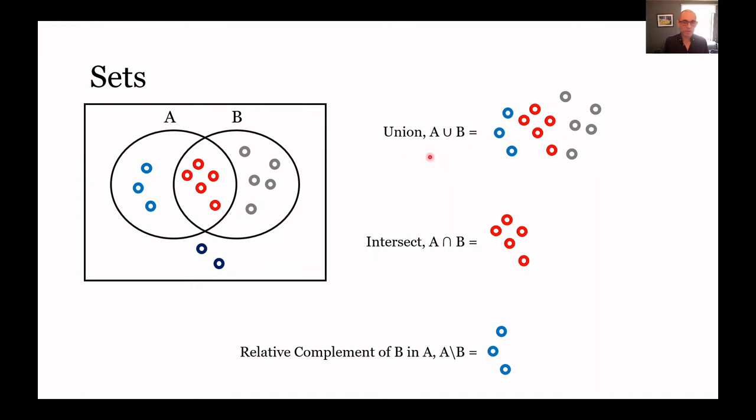So we can look at things like union of two things. The union of A and B would be all of these objects. The intersect would be just those that exist in this intersect of A and B, where it is both A and B. And then we have something to say like the relative complement of B in A, which is those that are in A but not in B.